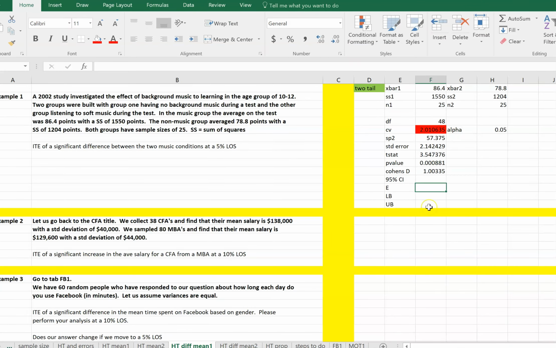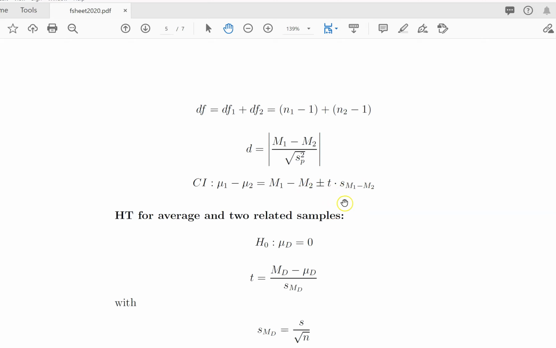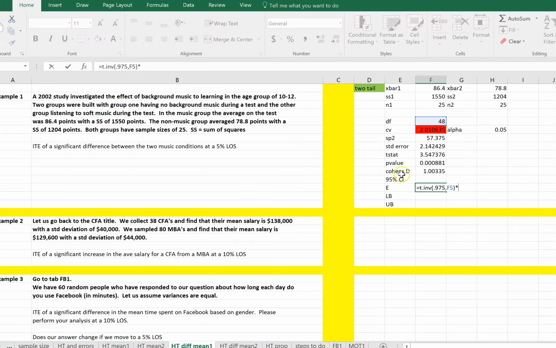So in Excel, to find the error, you would need T dot inverse of 0.975, comma, degrees of freedom. Good news, we have our degrees of freedom, right, guys? Times, let's make sure I get that formula right. The error is the back end of the formula always: T times S sub M1 minus M2. That is called the standard error. Boom, there's the error.